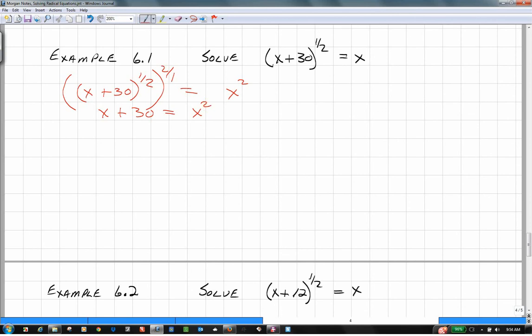So that's a quadratic equation. We put 0 on this side and move everything to the other side. So I would subtract x and subtract 30. And then factoring it, I would have x minus 6, x plus 5. So I could say x is equal to 6, x is equal to -5, and you would have to check those to see if any one of those was extraneous.